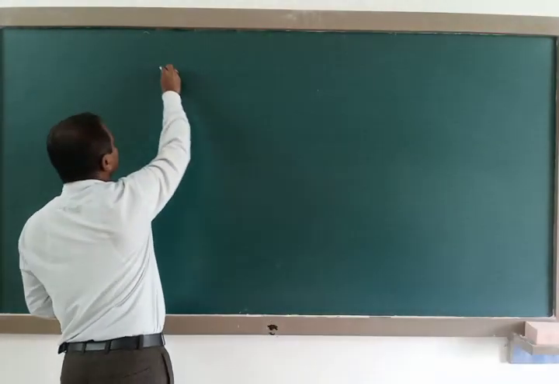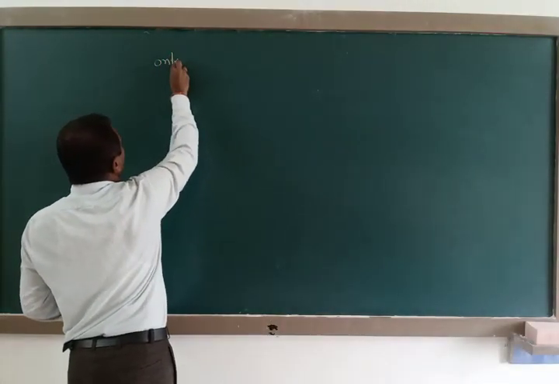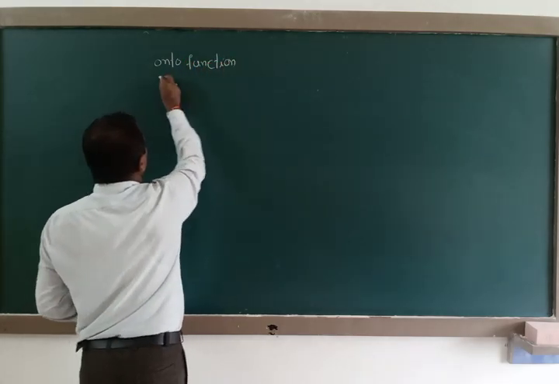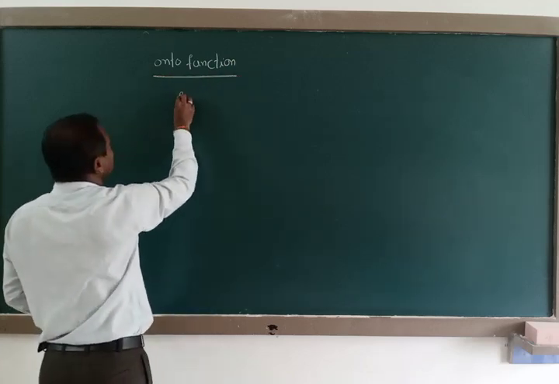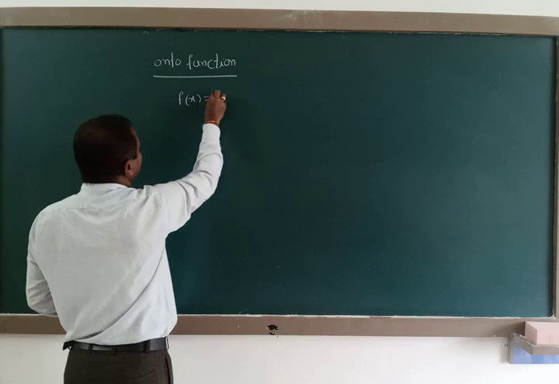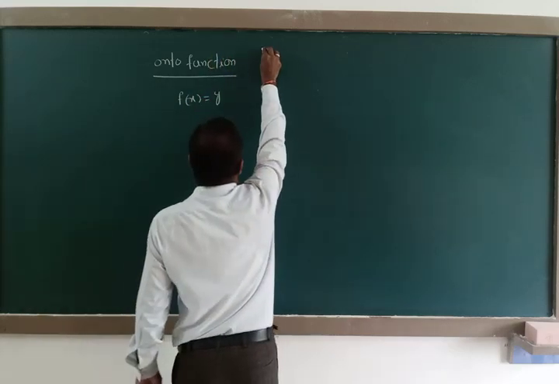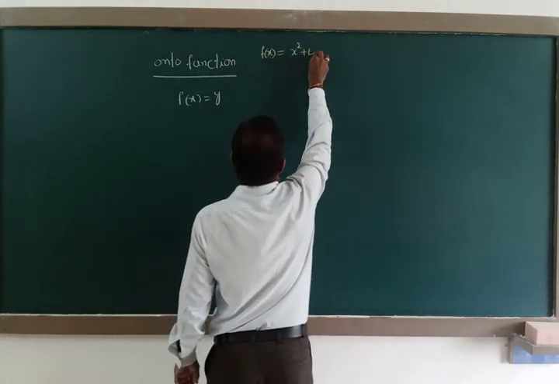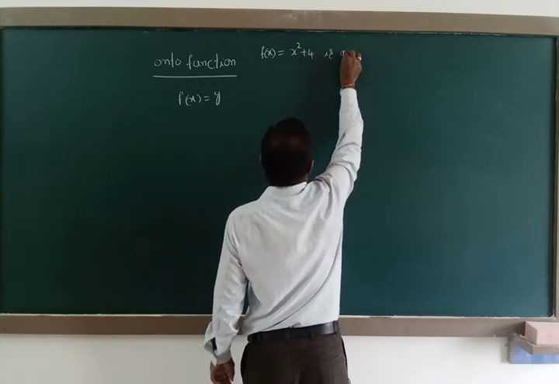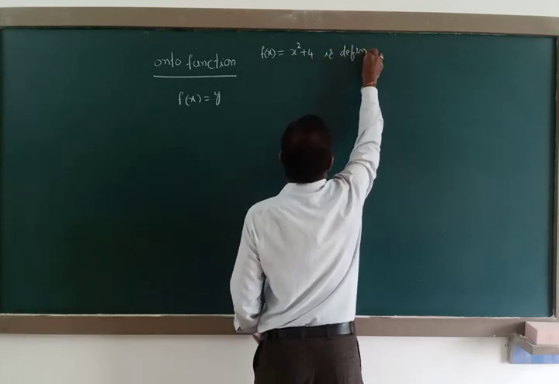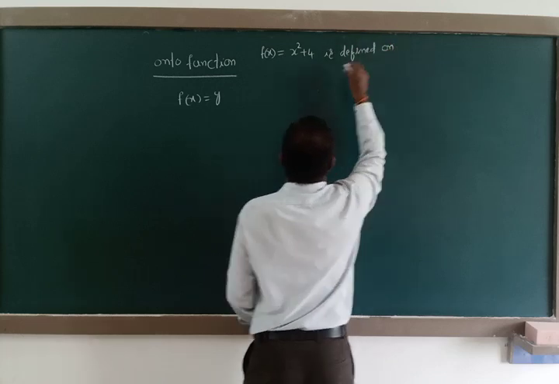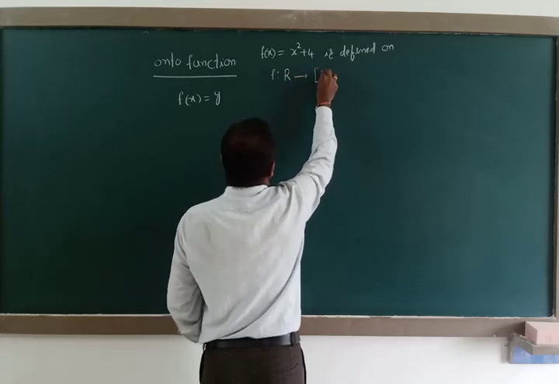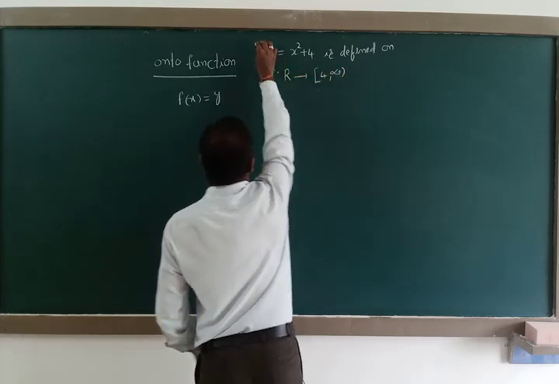Onto function. Onto function formula is f of x is equal to y. Here the function in the given question is f of x is equal to x square plus 4, defined on f maps from R to the closed interval [4, infinity).